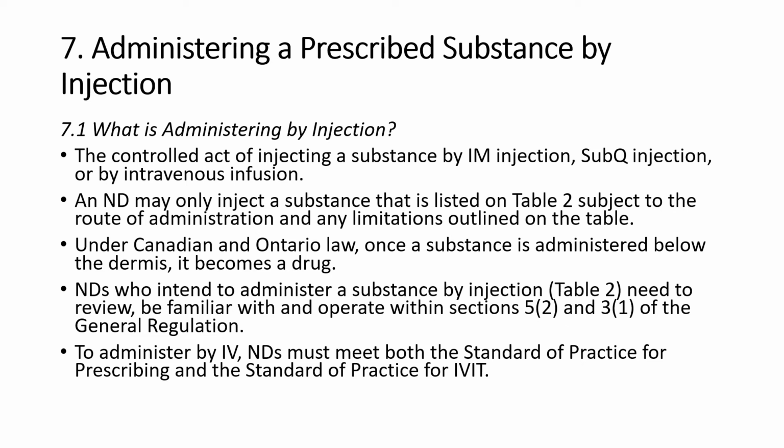What is administering by injection? Administration of a substance by injection is the controlled act of injecting a substance by an intramuscular injection, subcutaneous injection, or by intravenous infusion. An ND may only inject a substance that is listed on Table 2 of the General Regulation, subject to the route of administration and any limitations outlined on the table.